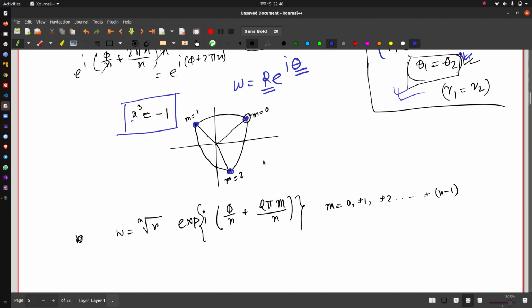And if this root comes from m equals 0, and this comes from m equals 1, and this comes from m equals 2, and then if you take m equals 3, you will see that you are again back at this m equals 0 point. And if you put m equals 4, you will be over here. If you put m equals 5, you will be over here. So it's like going through the same points again and again. So that's why there is a restriction that it should only go up to n minus 1. And this is how you can calculate roots of complex numbers as well.